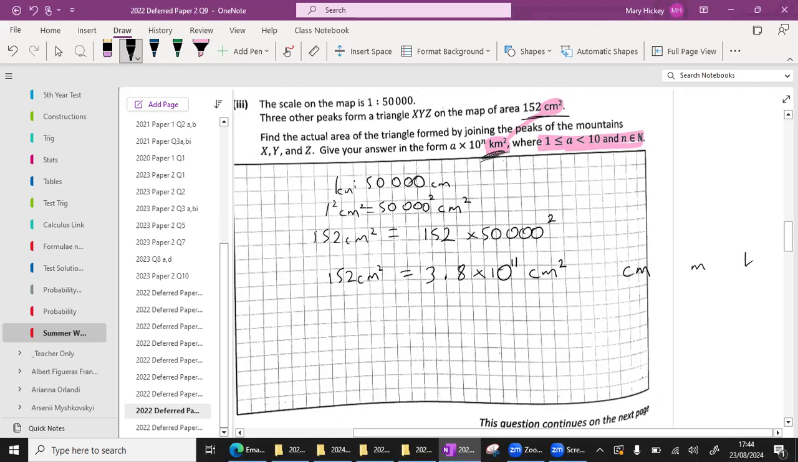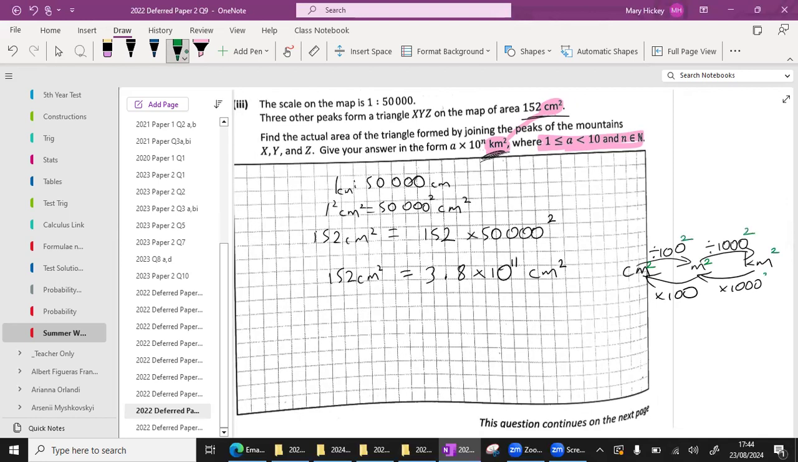So centimeter, meter, kilometer. Hopefully from junior cycle, you'll remember centimeters to meters, we normally divide by 100. Meters to kilometers, we divide by 1,000. If I'm going the other way around, I multiply by 1,000 and I multiply by 100. Now I could put millimeters in there as well, but it's just not relevant to this question. Now, this is something I always teach at junior cycle. If you want to change centimeters squared to meters squared, or meters squared to kilometers squared, what you do is you put a square on everything, and it makes your job so much easier. So if you want to go from centimeters squared to meters squared, we divide by 100 squared.